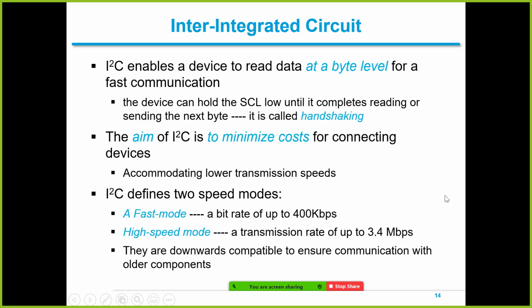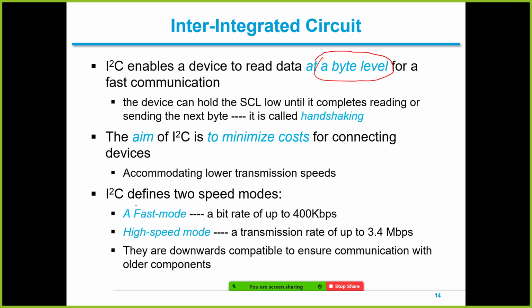So some other characteristics for I2C. I2C enables a device to read data at a byte level, yeah, for fast communication. This is a little bit different from SPI. The aim of I2C is to minimize cost for connecting the device.